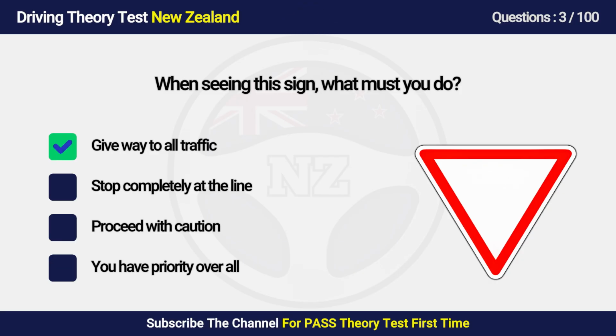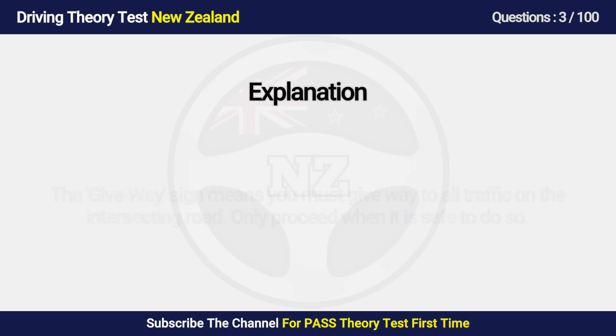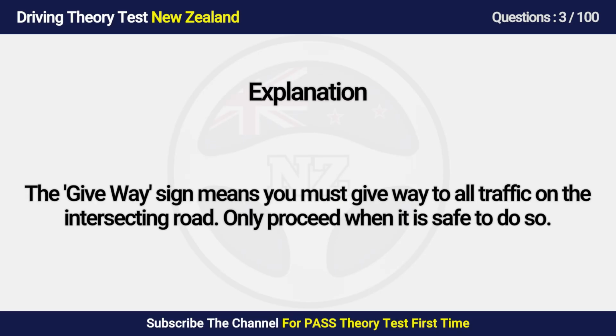Answer is A. Give way to all traffic. The give way sign means you must give way to all traffic on the intersecting road. Only proceed when it is safe to do so.